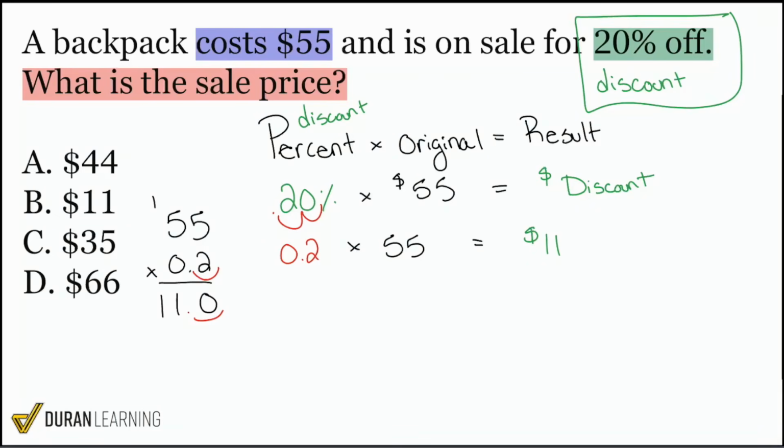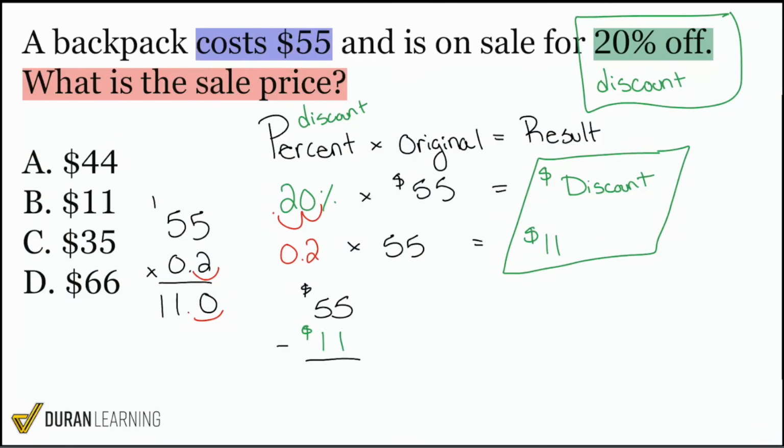You might calculate this, you get your 11, you see that that's answer choice B, but that's not the answer. Simply because, everybody, we calculated the discount. We wanted the sale price. So to get that sale price, like we said before, that's subtraction. So right over here, I've got $55 minus the amount of the discount, which was $11, and that's going to leave us with the correct final answer, the sale price of 44. That's how we would get the correct final answer.